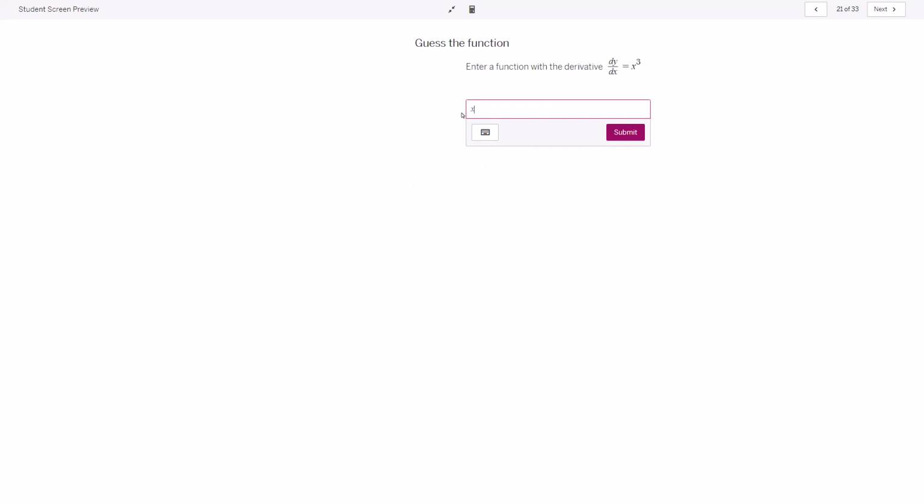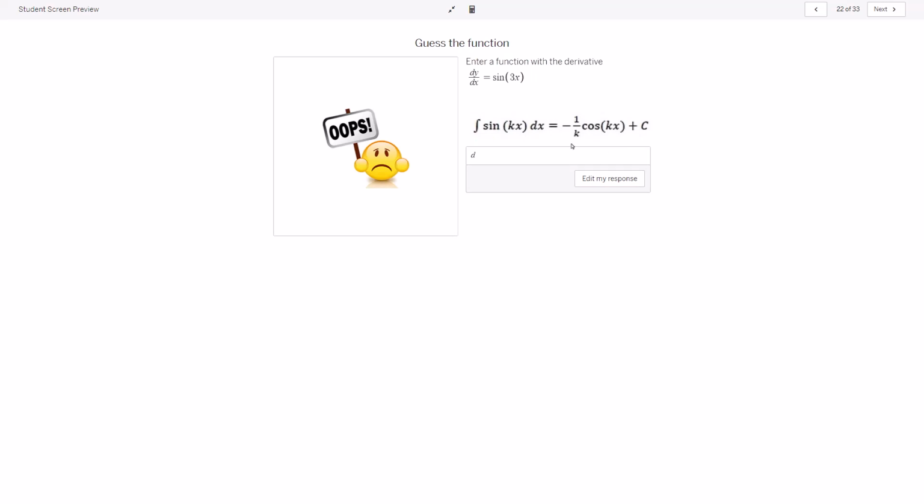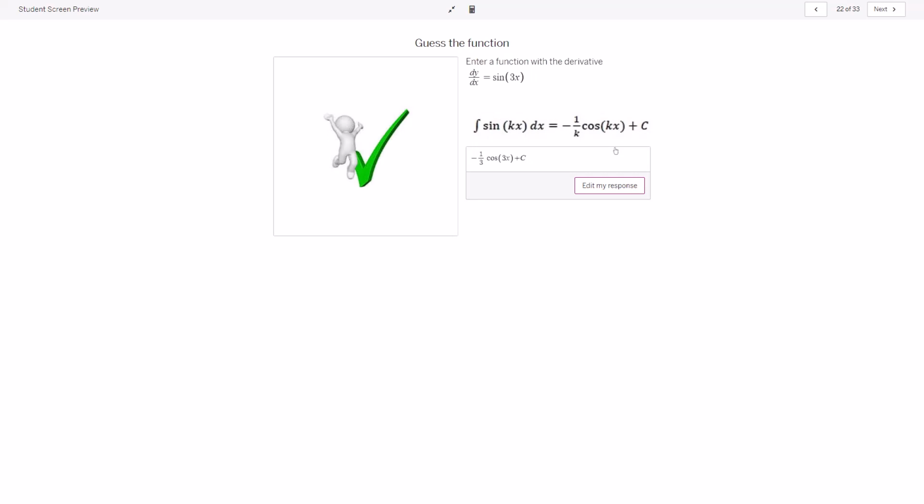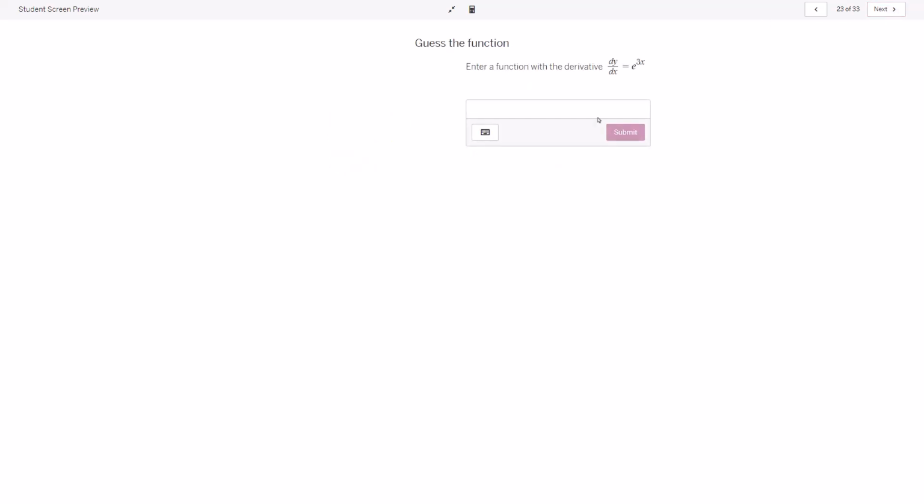So this looks like bx to the fourth over 4 plus that constant that we don't know about. Now sine of x, if I don't remember how to do it, okay, so it's negative what's in here: negative 1 over 3 cosine of 3x plus c. These are all just practicing.